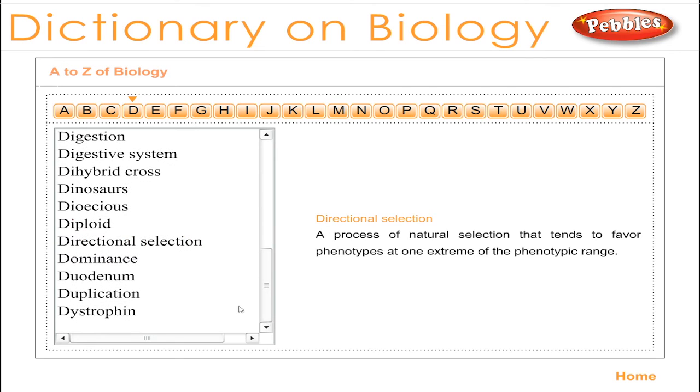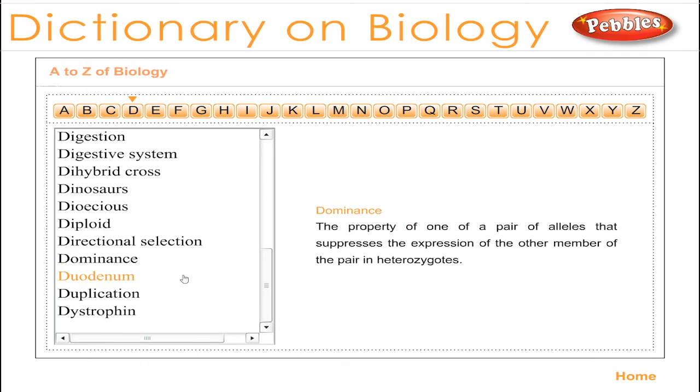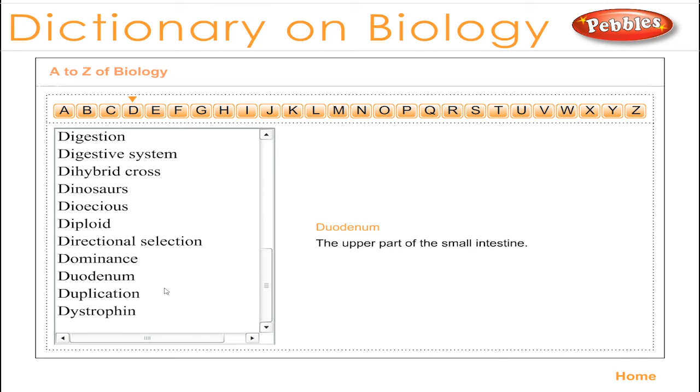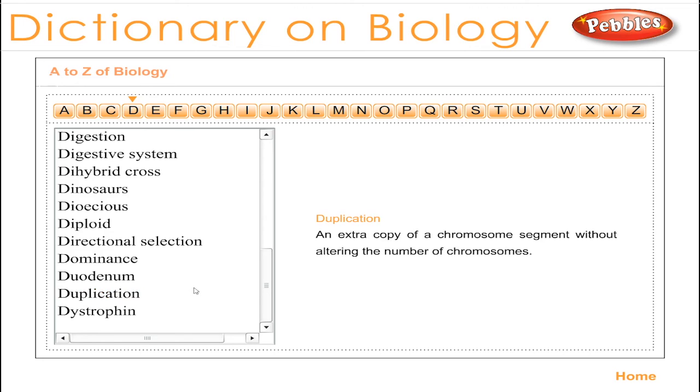Directional selection. A process of natural selection that tends to favor phenotypes at one extreme of the phenotypic range. Dominance. The property of one of a pair of alleles that suppresses the expression of the other member of the pair in heterozygotes. Duodenum. The upper part of the small intestine. Duplication. An extra copy of a chromosome segment without altering the number of chromosomes.